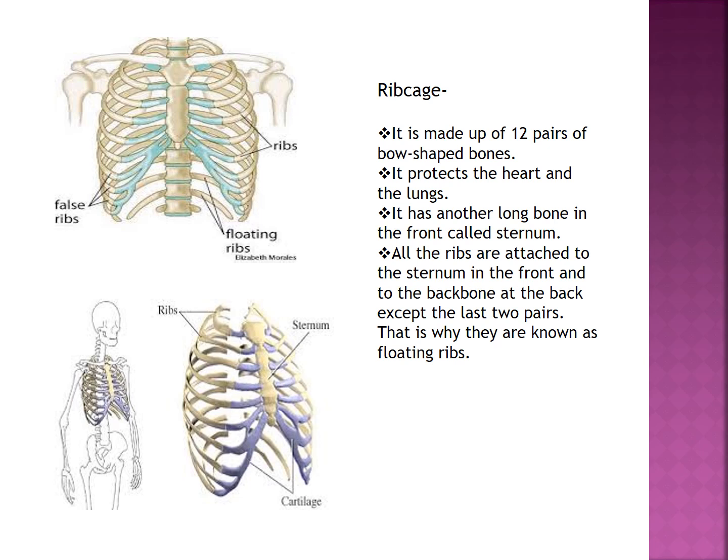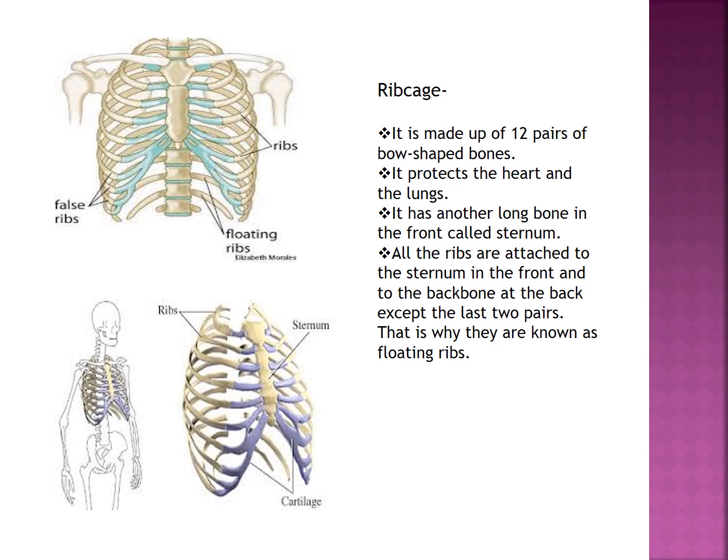Next we'll study about rib cage. As you can see in the picture, rib cage is present in our chest area. It is made up of 12 pairs of bow-shaped bones. And again, it is very important to us because it protects the heart and the lungs.